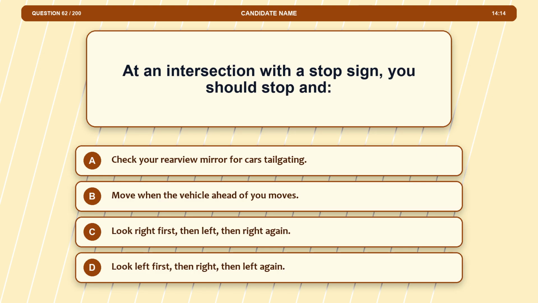Question 62. At an intersection with a stop sign, you should stop and: Option A. Check your rearview mirror for cars tailgating. Option B. Move when the vehicle ahead of you moves. Option C. Look right first, then left, then right again. Option D. Look left first, then right, then left again.